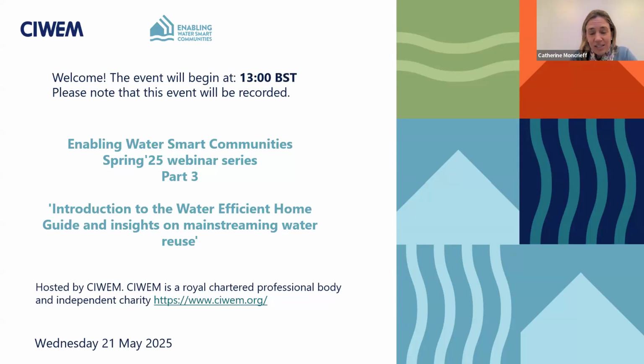The webinar today is going to introduce the Water Efficient Home Guidance, which is a new guide being developed through the Good Homes Alliance. This guide is going to support house builders, architects, contractors, and their supply chains to deliver water efficient solutions and maximize water reuse in new housing developments. The session is also going to provide an update on enablers for mainstreaming water recycling in new developments, and also share an update on some of the case studies we've been gathering into a database.